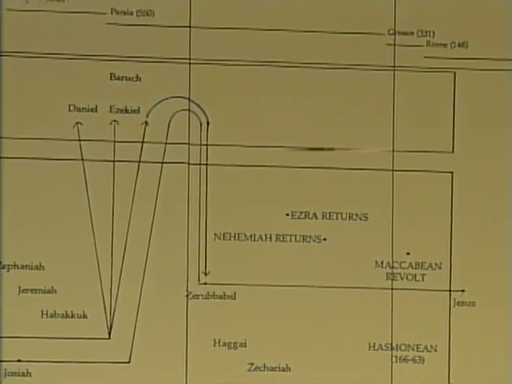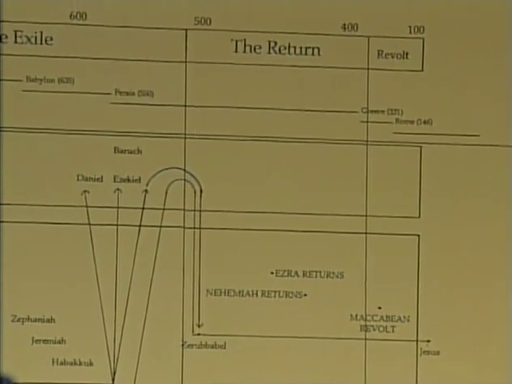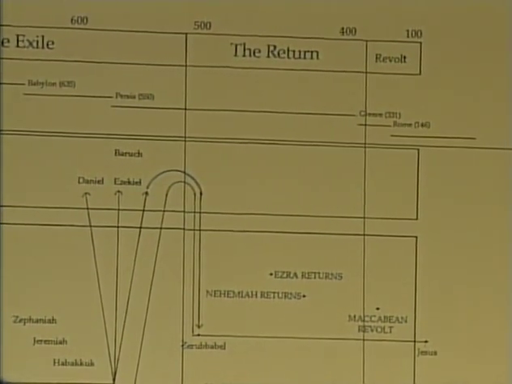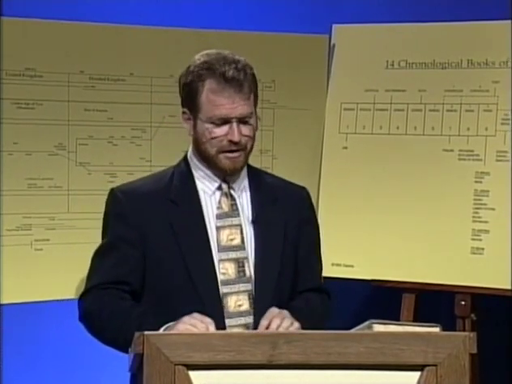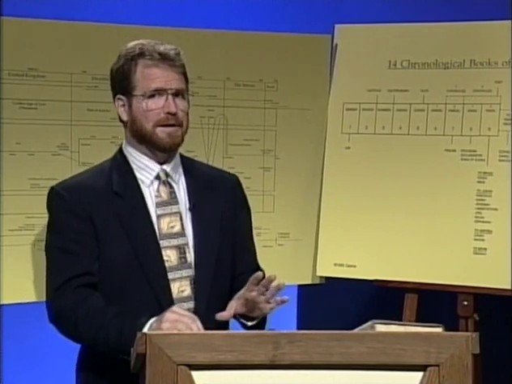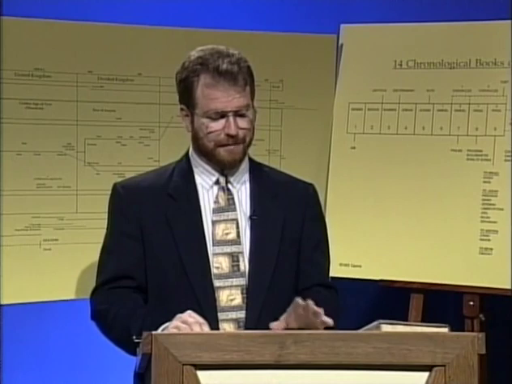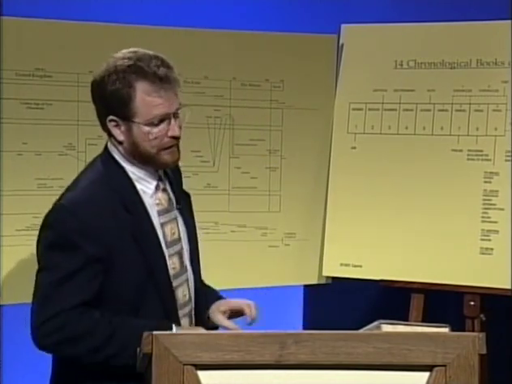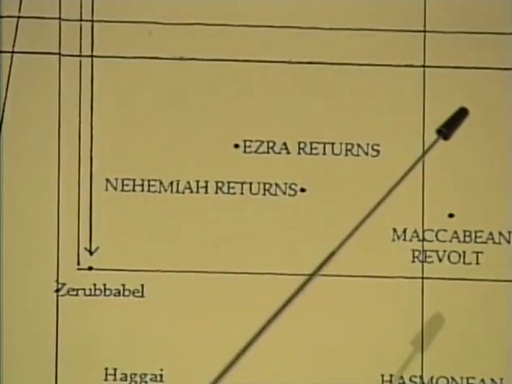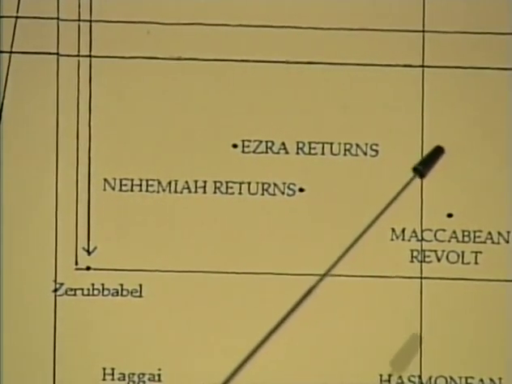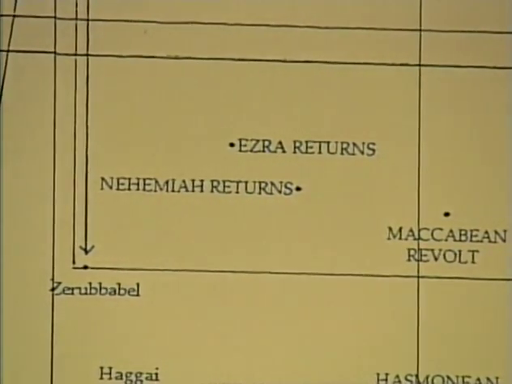Now, while the children of Israel were up in captivity, some interesting things happened during this time. The synagogue was developed. Judaism, as we understand it, really comes out of this period, as Dr. Hahn spoke about just a few minutes ago. Well, Zerubbabel leads the children back in the first wave, and he rebuilds the temple. The second wave of return is the scribe Ezra. He leads this return, and this takes place quite a while after the first return, about 80 years after the first return. We have Ezra, the scribe, coming back, and he really introduces the Word of God.